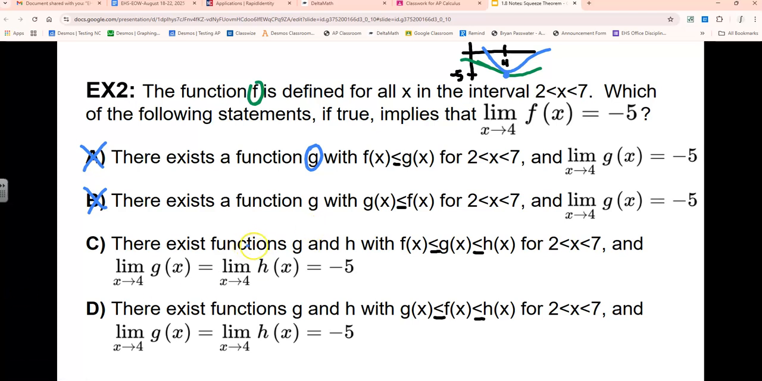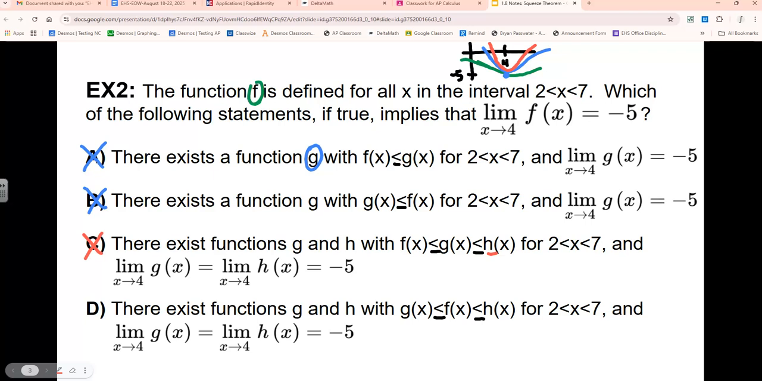C says there exist functions g and h. And here it tells us f is less than or equal to g, which is less than or equal to h. So that would mean f is below g, and then if we do h right here in red, h would be your top function. Now that's sort of squeeze theorem, but that's squeeze theorem for which function? The g of x. And is that what we're trying to find? No, it's not that one.